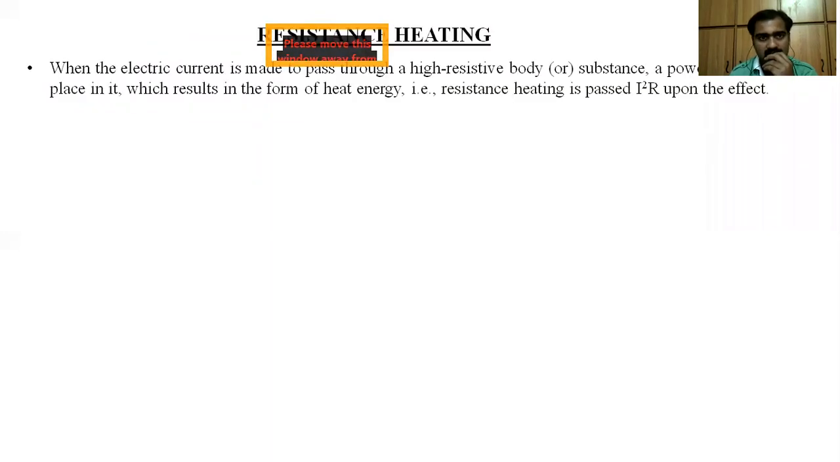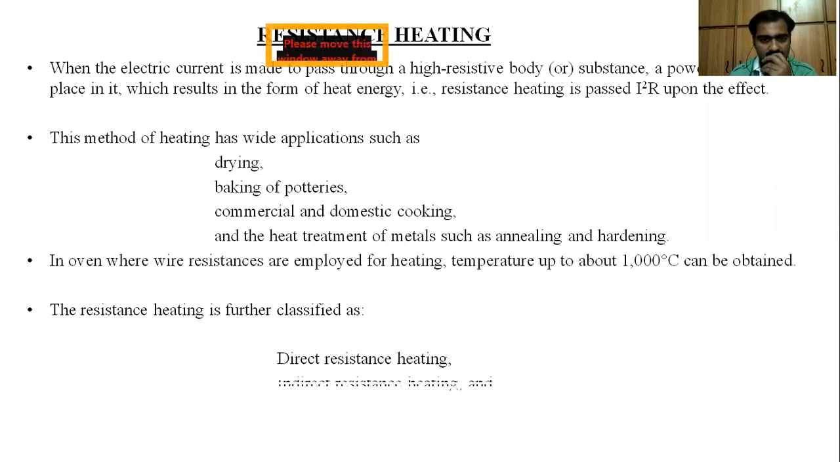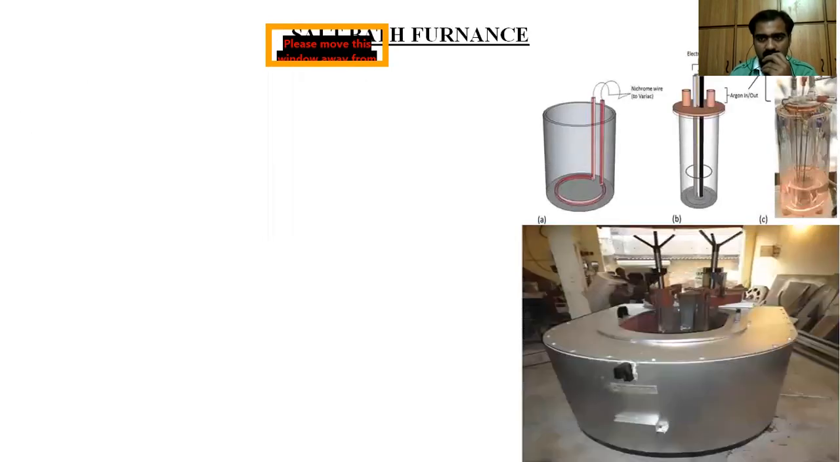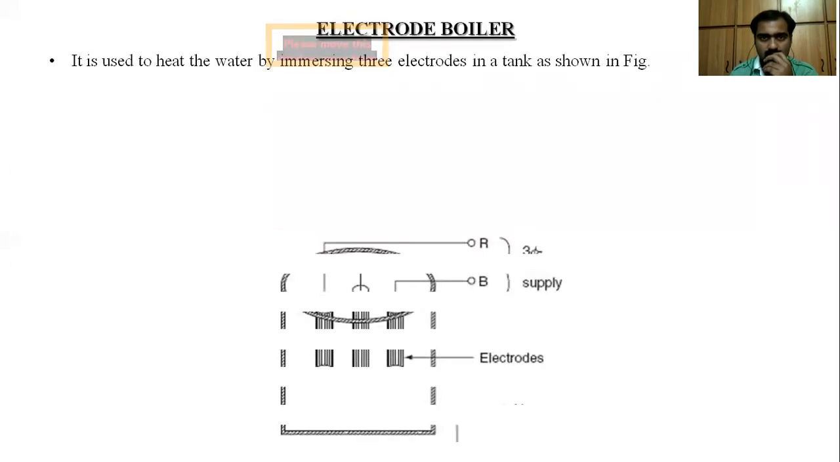So in resistance heating, we heat the substance by passing electricity through it, directly heating the substance, which depends upon the power loss. These are some applications we have seen, and these are the methods under direct heating. Yesterday we saw the salt bath furnace, which we covered under resistance heating, and the electrode boiler.